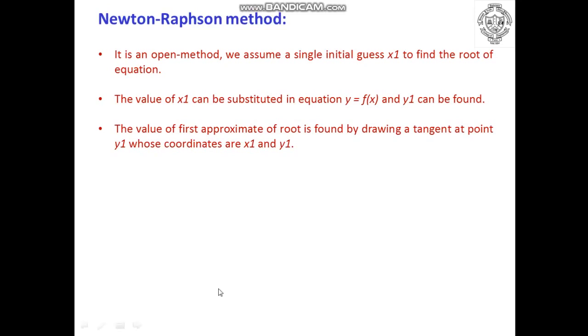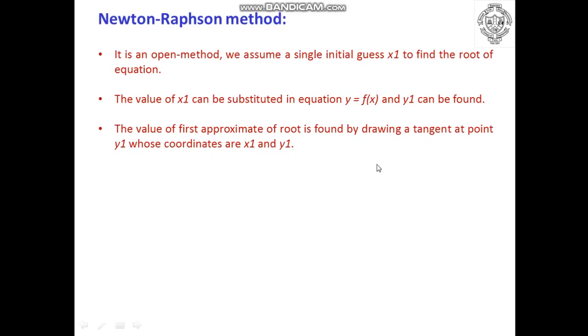Try to understand this particular step. In the bisection method or the regula falsi method, we used to calculate the midpoint in the bisection method, and we used to join the magnitudes of two functions in the regula falsi method. But in the Newton-Raphson method, the first approximate root must be found by drawing a tangent at the point y1. When you assume the initial guess x1 and find the respective function y1, then at that point, which has coordinates x1 and y1, you have to draw a tangent.